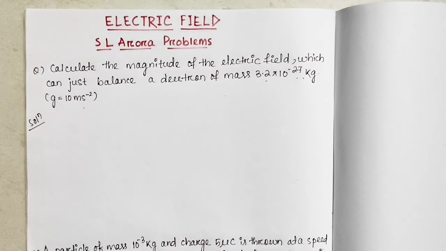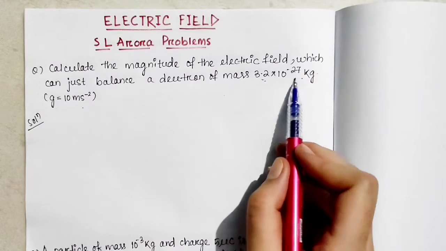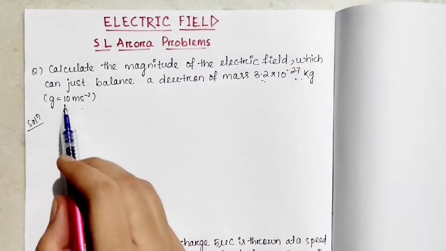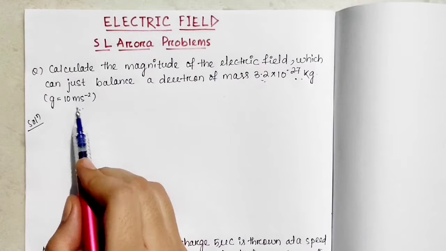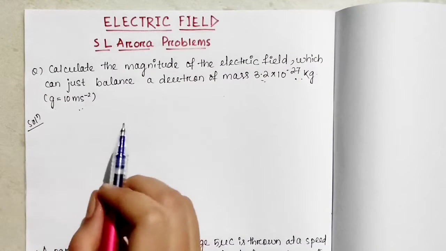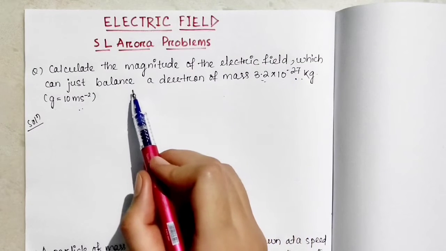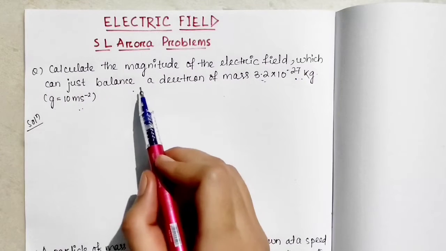So just read the question first. Here the data is given that the deuteron's mass is 3.2 × 10^-27 kg, and the acceleration due to gravity, small g, is equal to 10 m/s². Here we have to calculate the magnitude of the electric field which balances the gravitational force.